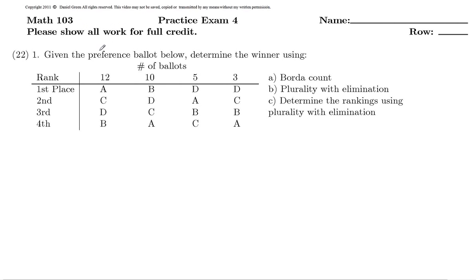So we're starting off here with our different voting methods, and I give you a preference ballot for voters. 12 of them voted A, C, D, B in that order, 10 voted B, D, C, A, 5 voted D, A, B, C, and 3 of them voted D, C, B, A. So these are all different orderings here. I want you to determine the winner using first a Borda count and then plurality with elimination.